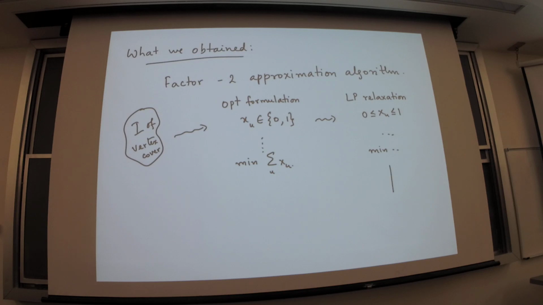And this one, we feed it into this optimizer, and I told you that optimizers can solve LPs very fast, right? Linear programming is one of the things you can do very well. And this gives us some possibly fractional solution. So it gives some values in [0, 1] for different x_u.